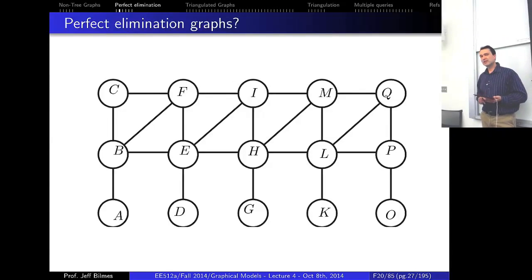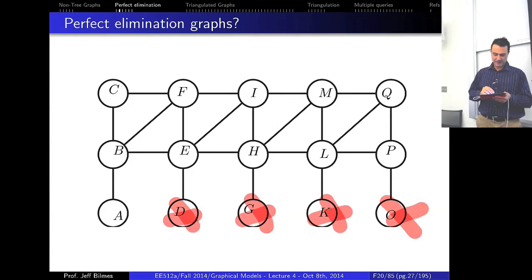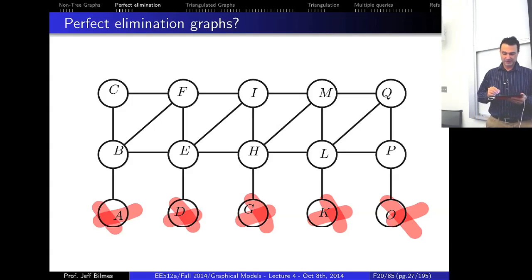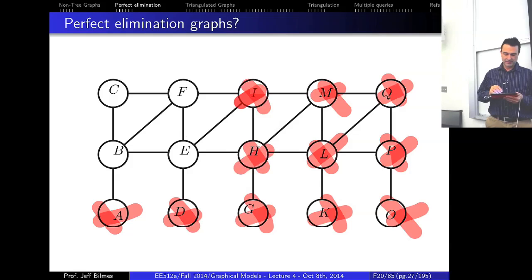What about this? Is this a perfect elimination graph? Yes, because we can eliminate this one, this one, this one, this one, and this one. Those are leaves. Then we can eliminate this one. There's no fill, and then this one, and just do it this way. That's a perfect elimination order.